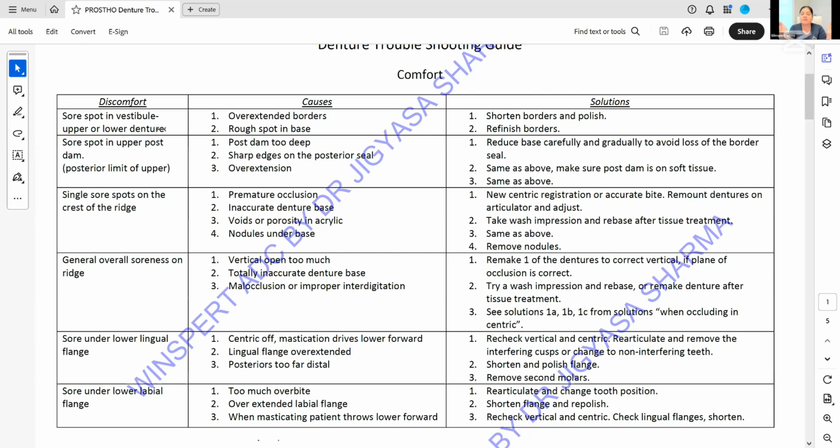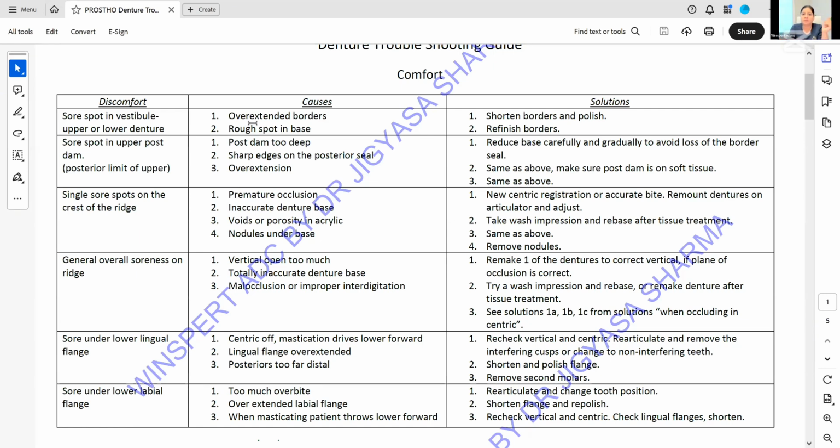When you have soreness and redness around the peripheries of the denture, that means overextension of the denture in those areas. So the information that you gather from the history would be the redness, pain and inflammation in the extension part of the denture, the peripheries of the denture.